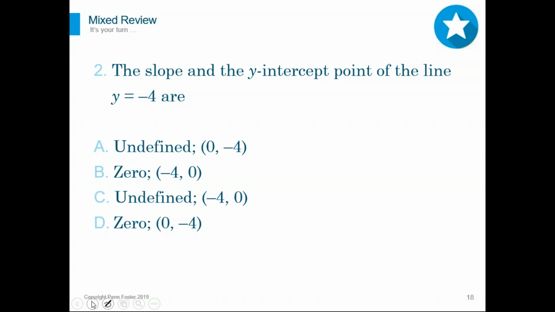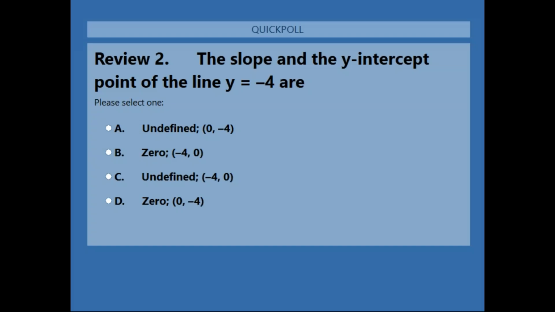What is the slope of this line? I want to give you a hint to make it clearer. y = -4 in slope-intercept form is really y = 0x - 4. Can you choose the right answer now? What are the slope and the y-intercept of this line? I'm going to put the question up again for you to try and submit your answers.